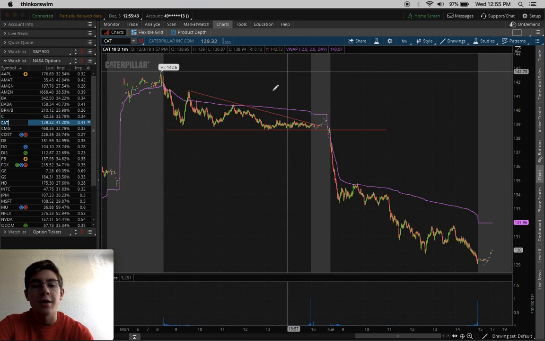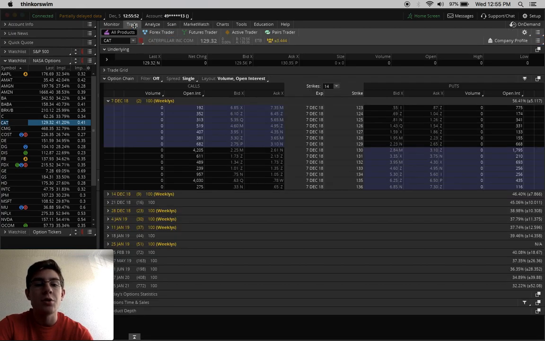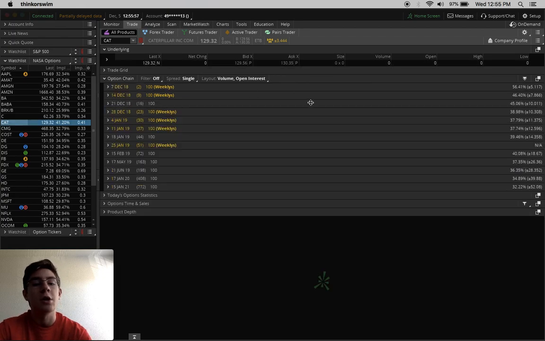When most people look at stocks, they see this. Now, if you want to find the contracts, to see if the stock does have contracts or trade options, you go to the trade tab. Make sure you click on all products, and then that will bring up the options table. It may even look like this.